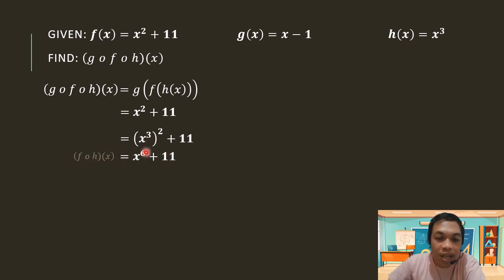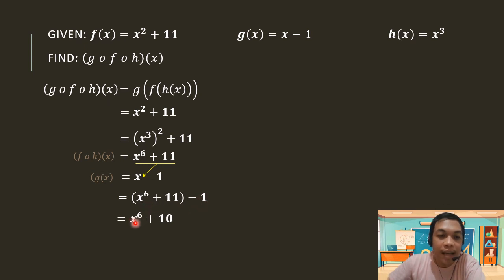So the function we obtained from f circle h of x, we are now going to substitute into g of x. Our g of x is x minus 1. Substituting it into x, we have x raised to 6 plus 11, then minus 1. That is x raised to 6 plus 10, since 11 minus 1 is 10. So that is g circle f circle h of x.